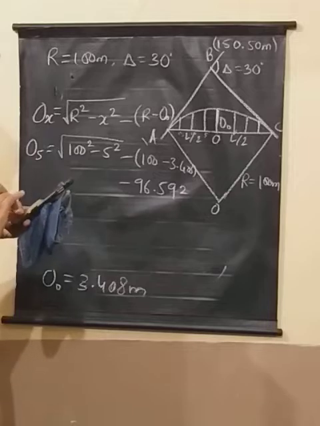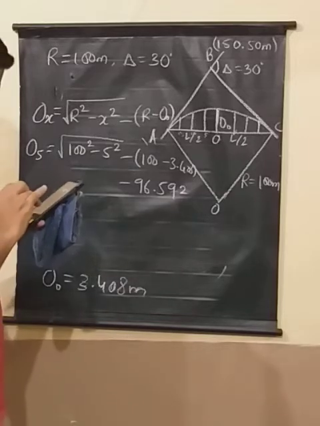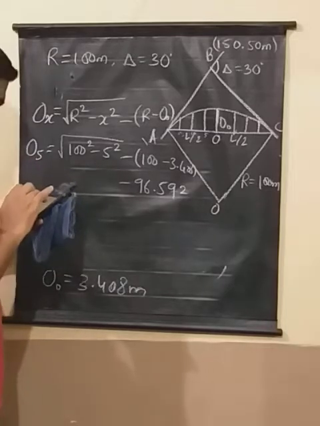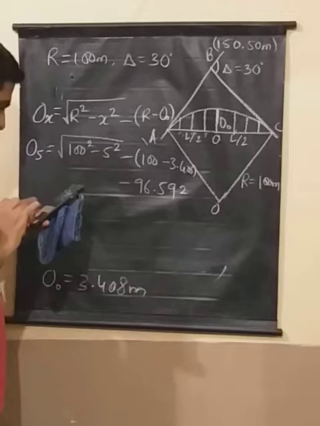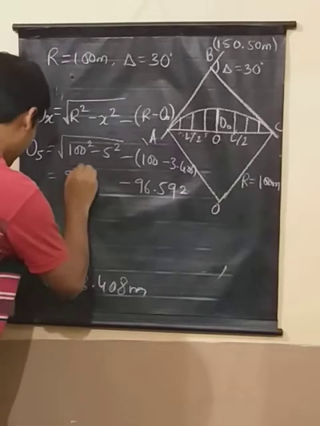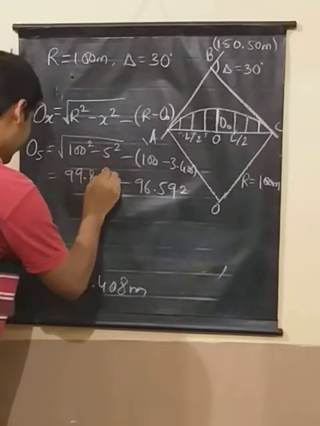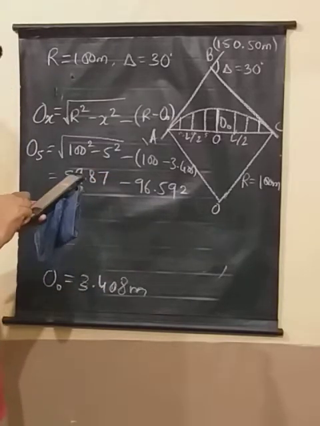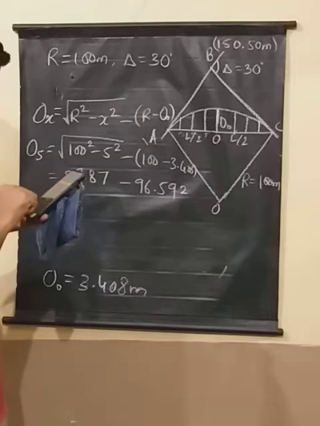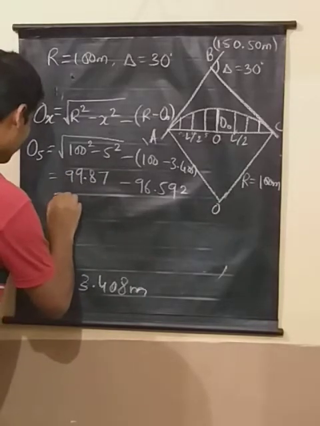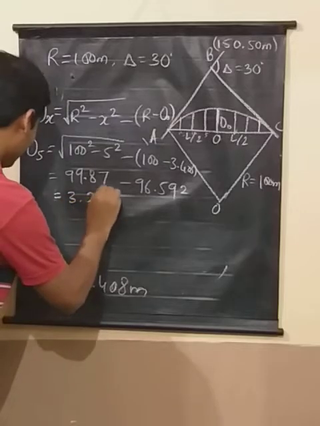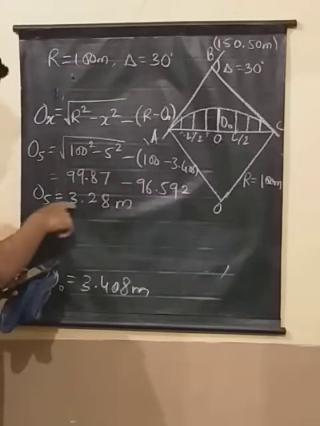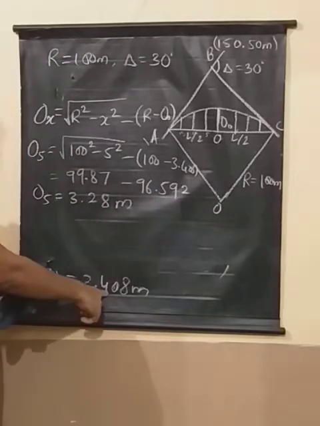Then this value: 100 square minus 5 square, that is 25, so 9975, so that comes around 99.87, right? So this minus 96.592 comes around 3.28 meters. That is O5, 3.28 meters, so it is less than this.